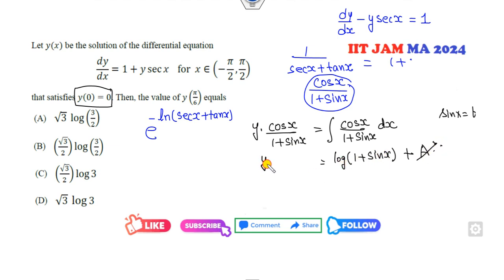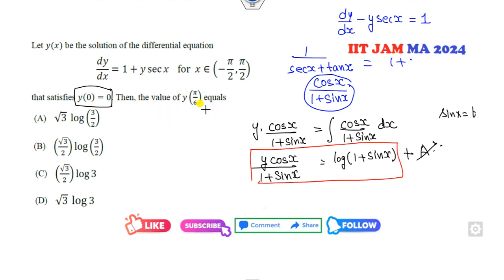So finally my solution will be y cos x over 1 plus sin x. Fine. This is my solution. Now you can substitute the value you need, that is 30 degrees. What is cos 30 degree? Root 3 over 2. Sin 30 degree is a half, cos 30 degree is root 3 by 2.